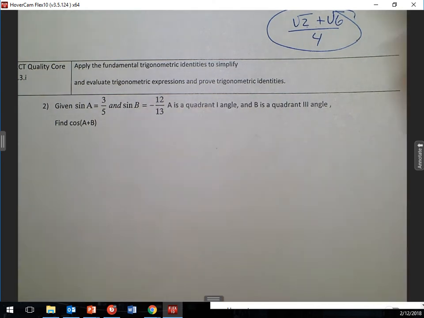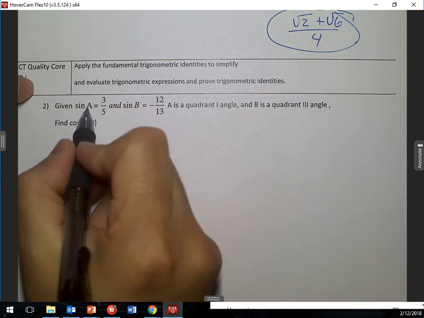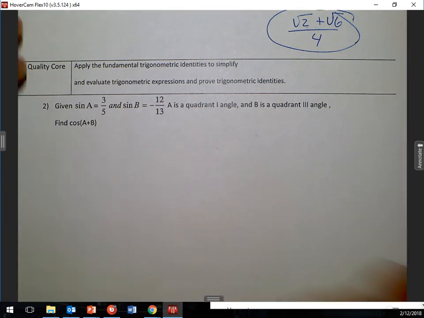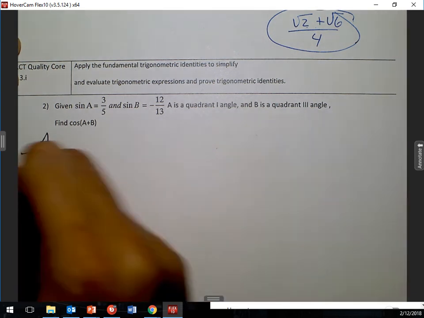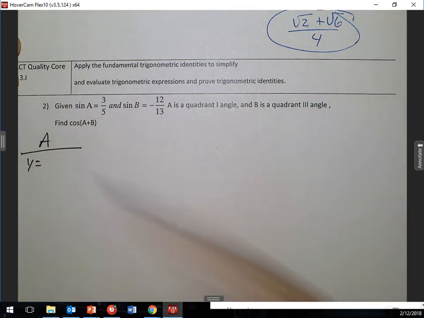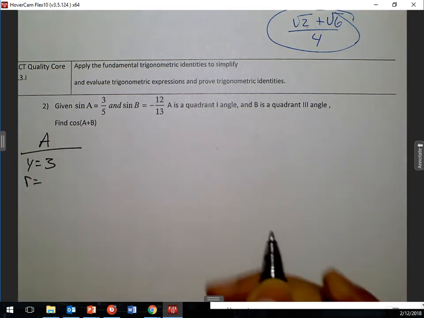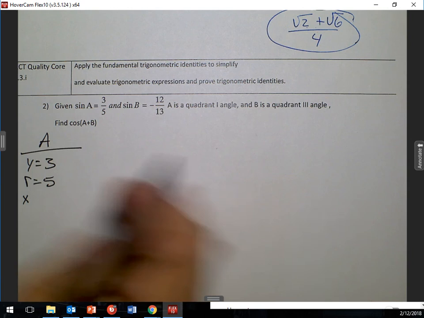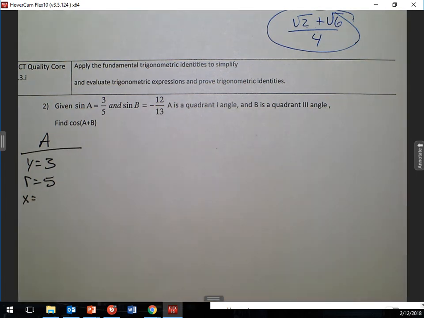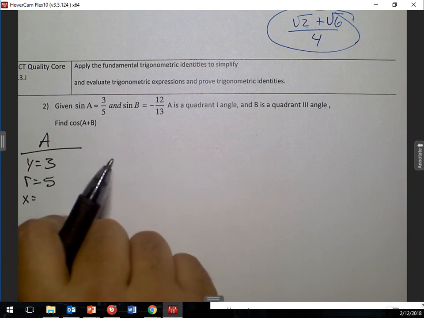All right, given. That's important. So I have an angle A and an angle B. Given my angle A, my Y is 3, my R is 5, and my X is going to be 4. That's a Pythagorean triple, right? If it doesn't come out like that, I would just use the Pythagorean theorem to find it.